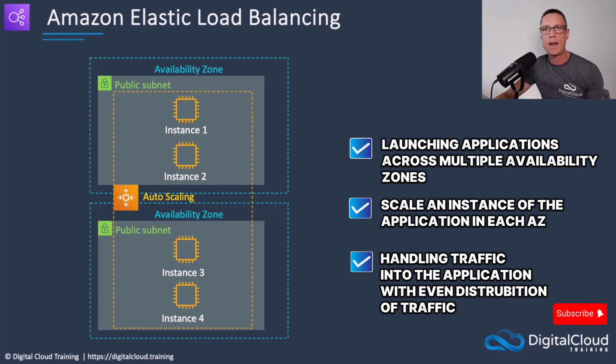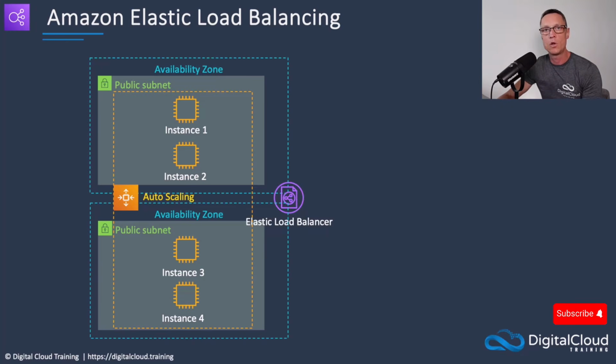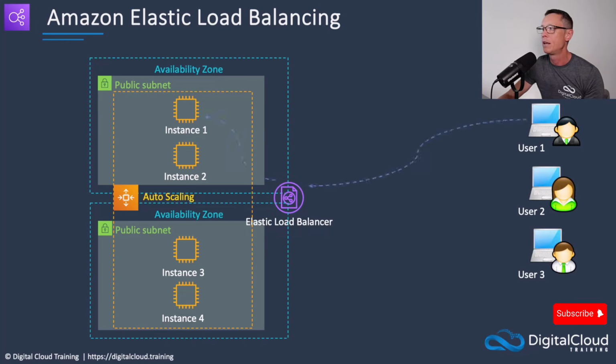Now, when we do that, how are we going to direct the traffic directly to each of those instances and make sure that we have it being distributed evenly? Well, that's where we launch the Elastic Load Balancer. So now when users connect, they're connecting essentially to the endpoint of the load balancer. That's one network address.